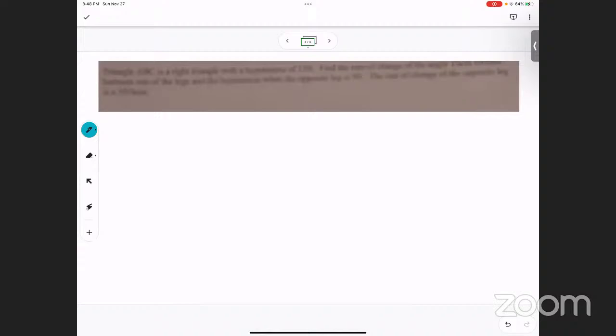Triangle ABC is a right triangle with hypotenuse of 150. Okay, find the rate of change of the angle, what's it say? Between one of the legs and the hypotenuse when the opposite leg is 90. Okay. What is the rate of change of the opposite leg? Is it 50? I can't read that. So I know that the hypotenuse is 150 and I know it's a right triangle. So let's go 150 and let's make a right triangle and let's hope we're making it roughly the right size.